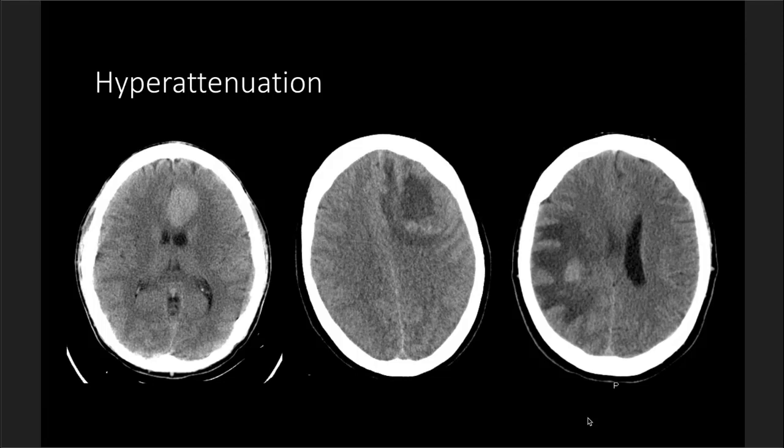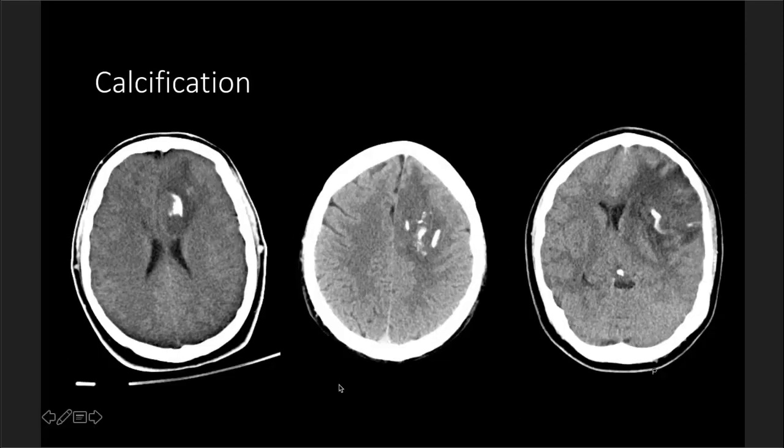Another thing that we look for is calcification. This is a little bit less common. We don't see it very commonly, but when we do see calcification in an intraaxial brain tumor, we need to think about oligodendroglioma because that's the most likely diagnosis.